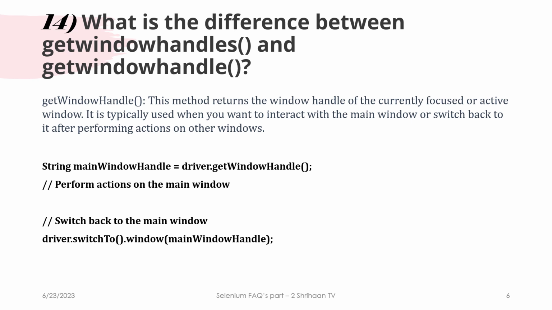And one more thing in get window handle, this is the code. Earlier we saw get window handles, and this is get window handle. This method returns the window handle of the currently focused or active window. So whatever the active window is, or if there is only one window handle, then we need to use statements like String mainWindowHandle = driver.getWindowHandle. Earlier we used driver.getWindowHandles. Here we are using handle, this is single. And after getting that window handle, we need to switch back to the main window handle.